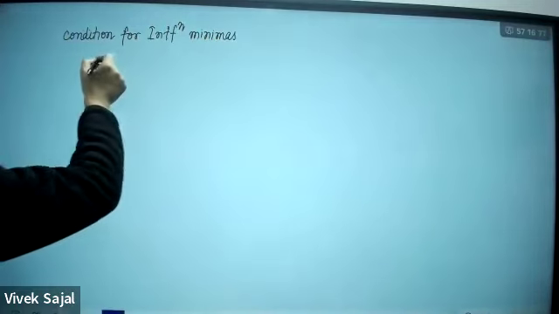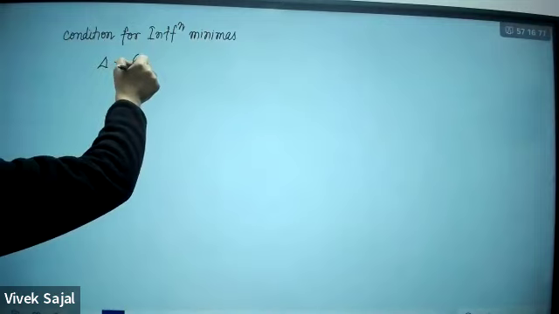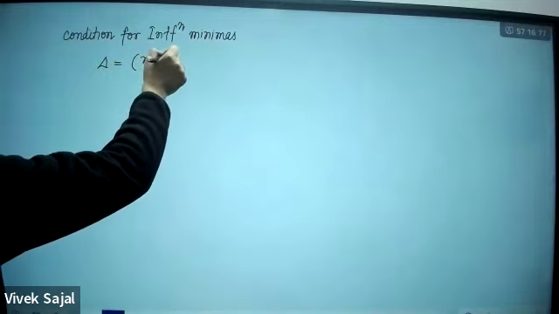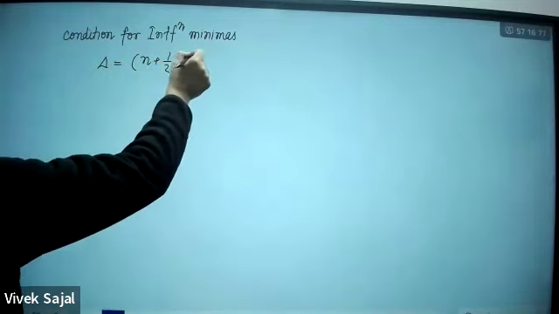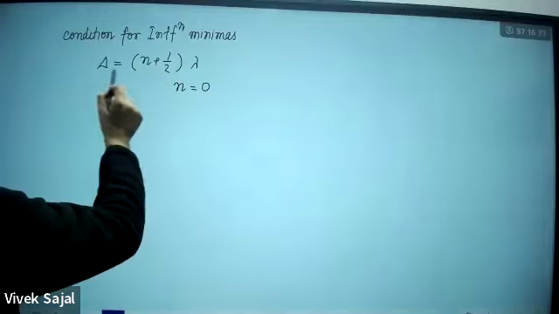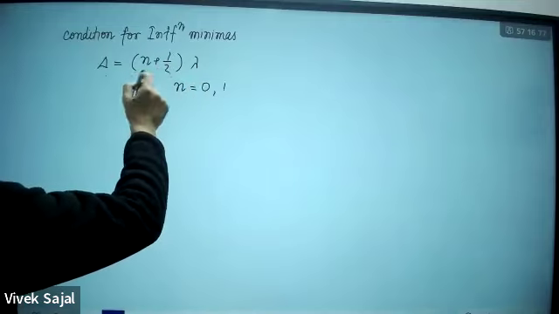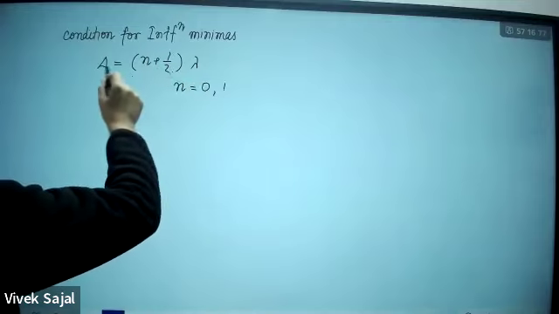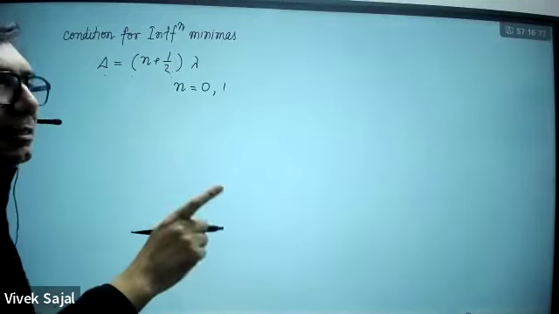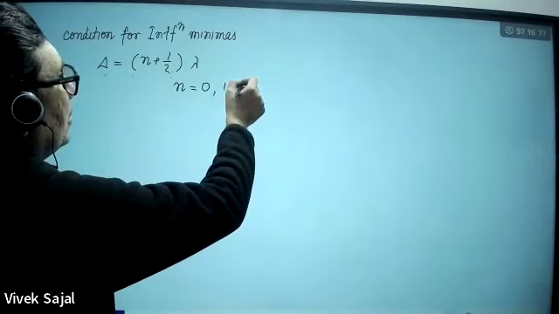What was the condition? Condition was delta equal to (n plus 1 by 2) lambda. And what was n? n was 0. So first minima you are going to get at lambda by 2, n equal to 1. Second minima you are going to get when path difference is 3 lambda by 2, then 5 lambda by 2, like this.